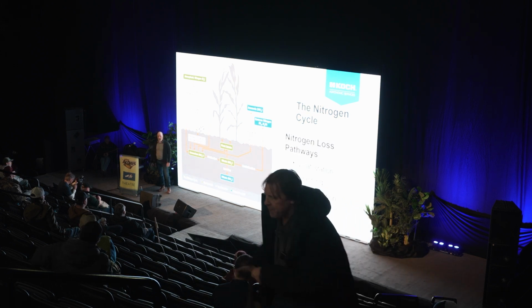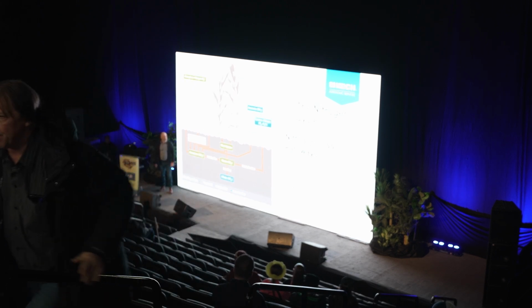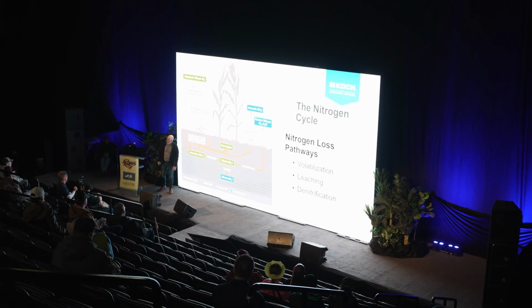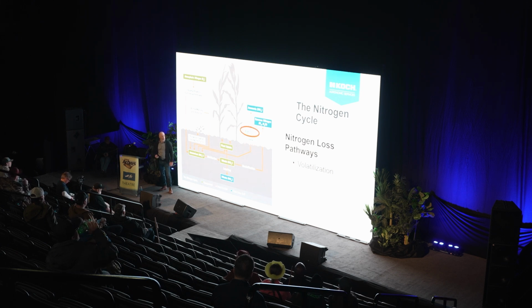We'll go through each of these and talk about what's happening, and then we'll circle around and go through some of the 4 R's and focus on what we can do to help prevent these losses specifically with each of those R's. So up first, let's focus on volatilization.